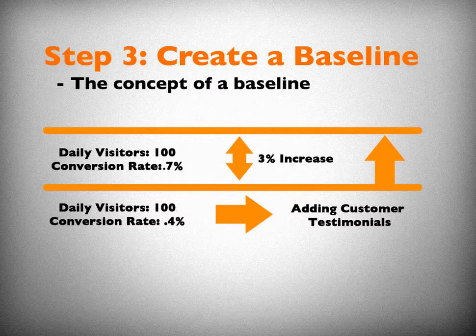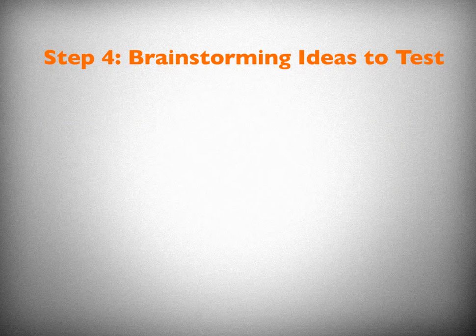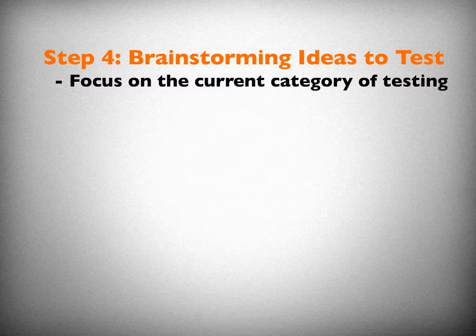We've created our baseline. Now we know we need to improve our conversion rate to 1 to 2%. So what I want to do is brainstorm ideas of what I can do to increase conversion rate. Again, we're going to focus on the current category that you're testing. I told you there's 3: conversion rate, average order size, and raising price. But we can't improve the average order size until our conversion rates improve. So let's focus there first.